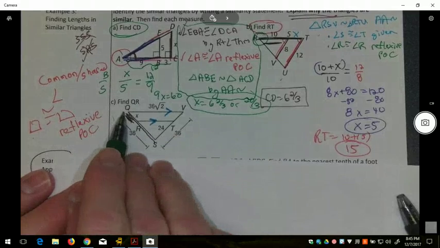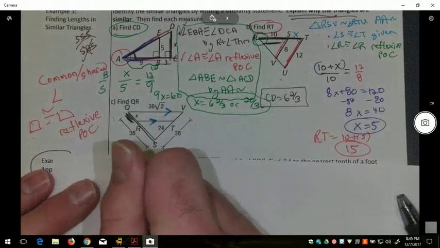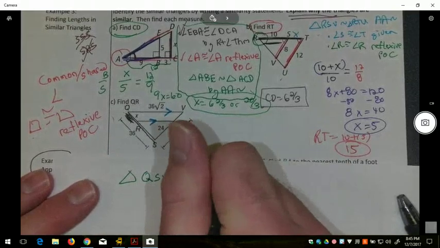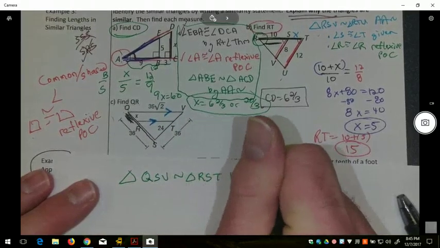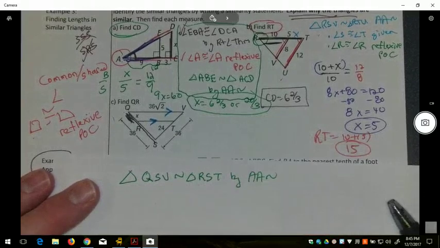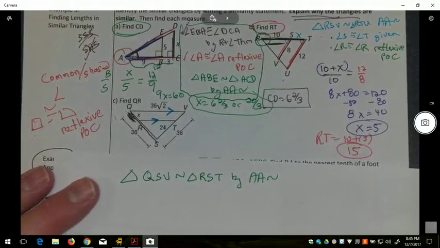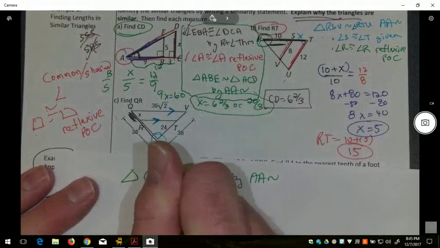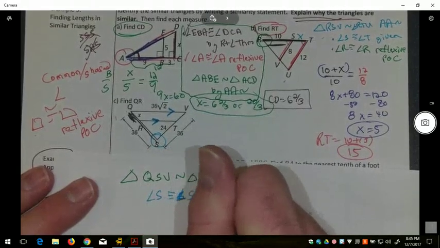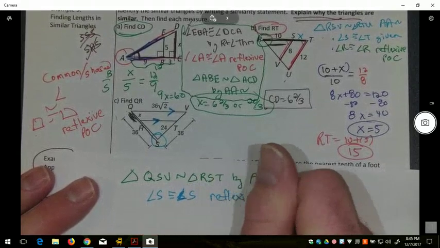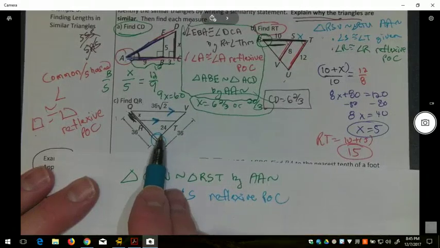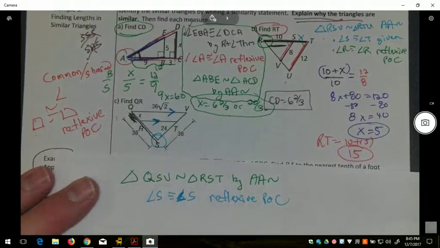So I'm going to start by saying QSV is similar to triangle RST by angle-angle similarity. And I'm going to provide the evidence. I only need 2 things. Most of you already see one of the angles because it's a common or shared angle. So angle S is congruent to itself by the reflexive property of congruency. We can only say it's congruent to itself because it is the exact same size angle for both the small triangle and the large triangle.